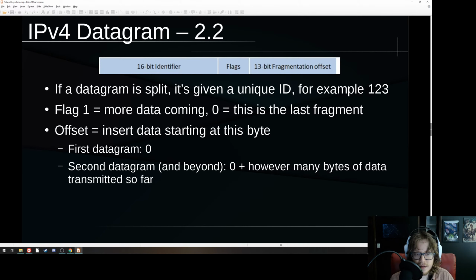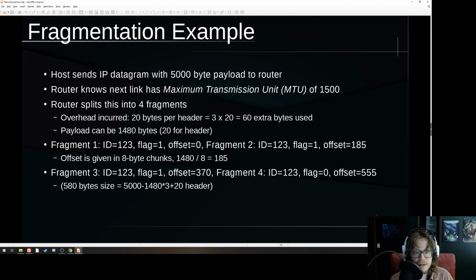All right, so the first datagram obviously has an offset of 0 since you're starting the data from the beginning. And then the other datagrams beyond that are 0 plus however many bytes of data that you've transmitted so far. So once you've transmitted 1,000 bytes, it would be 1,000 or 1,001. All right, so let's look at an example. The host sends a datagram with a 5,000 byte payload, so it clearly doesn't fit. We'll say that the router knows the next link has what we call a maximum transmission unit, or an MTU, that the link can handle in an individual frame of 1,500, so a standard Ethernet frame. So the router will split this into 4 fragments.